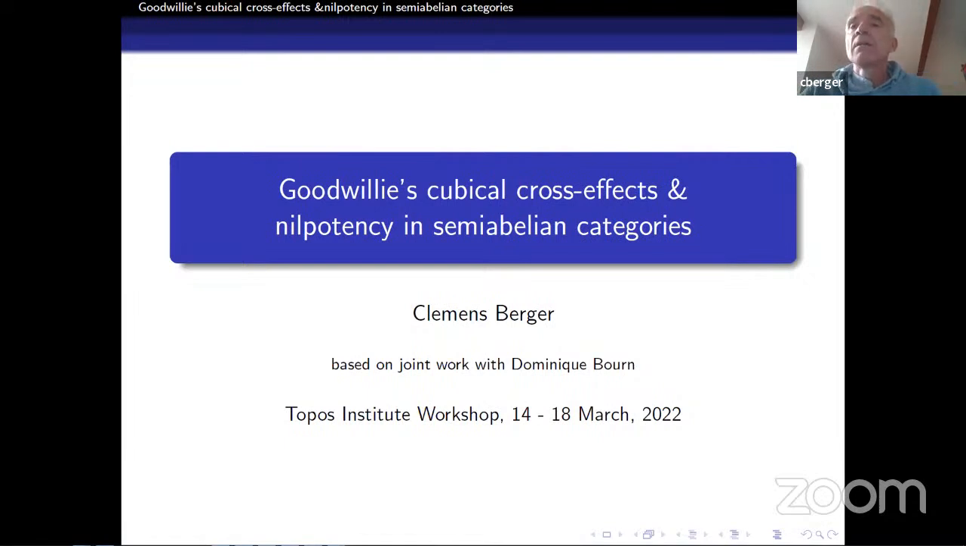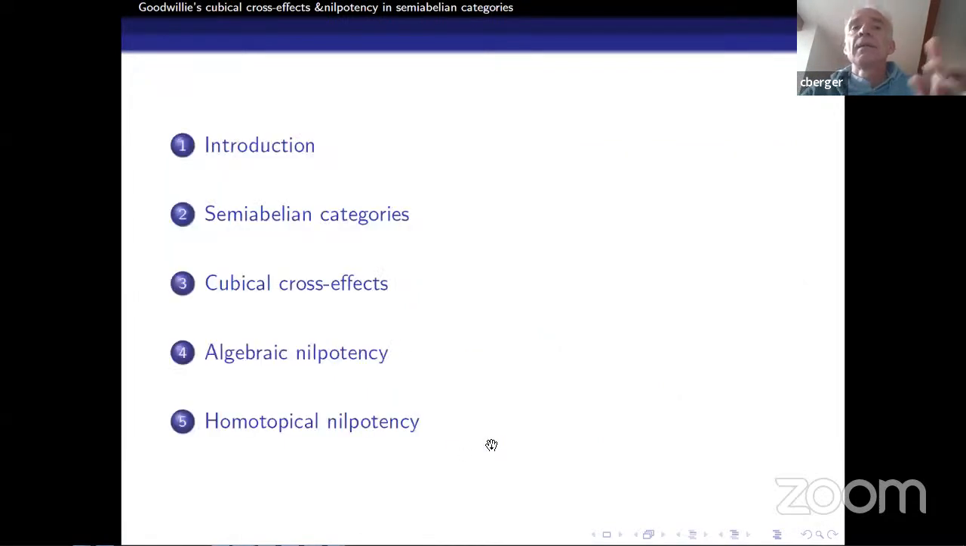So I will give a short introduction. Then I will try to give you the context in which I work, so semi-abelian categories. Then I will define the cubical cross effects. And then I will be able to define two different notions of nilpotency, an algebraic one and a more homotopical one.